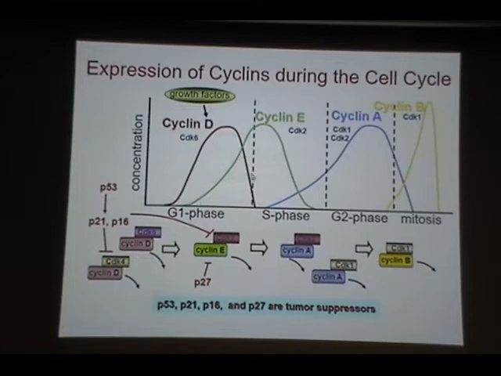In the G1 phase, we have expression, or production, of cyclin D. Then cyclin D can interact with CDK6 to activate CDK6. Then CDK6 will induce phosphorylation of a tumor suppressor gene, to inactivate the tumor suppressor gene, so the cell cycle can go.